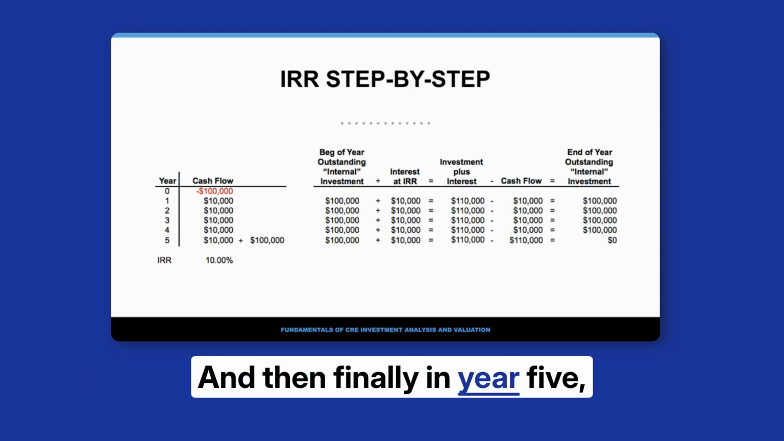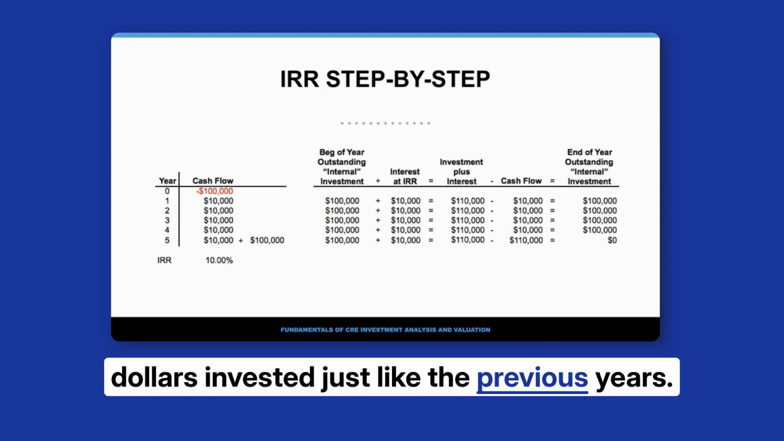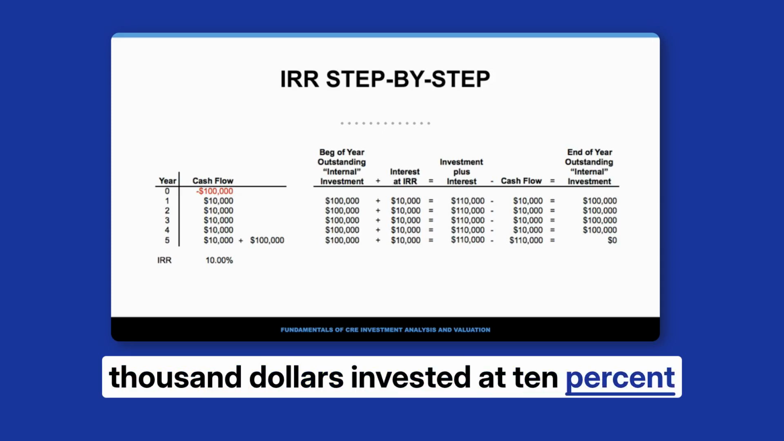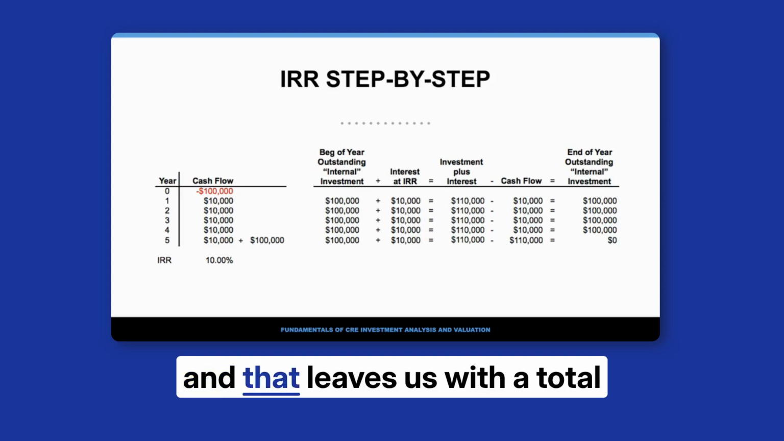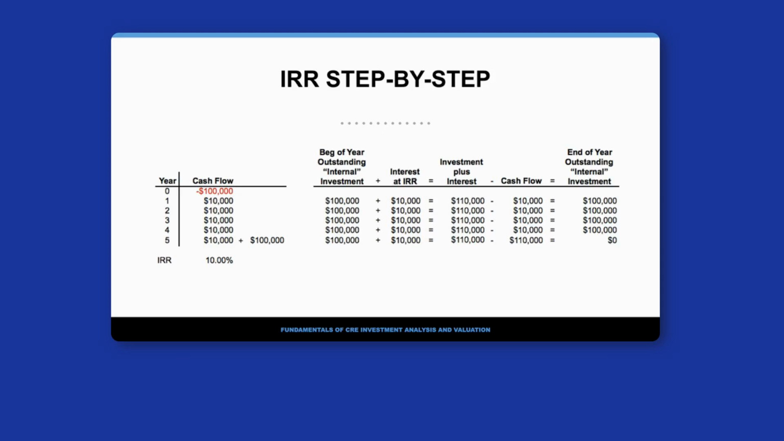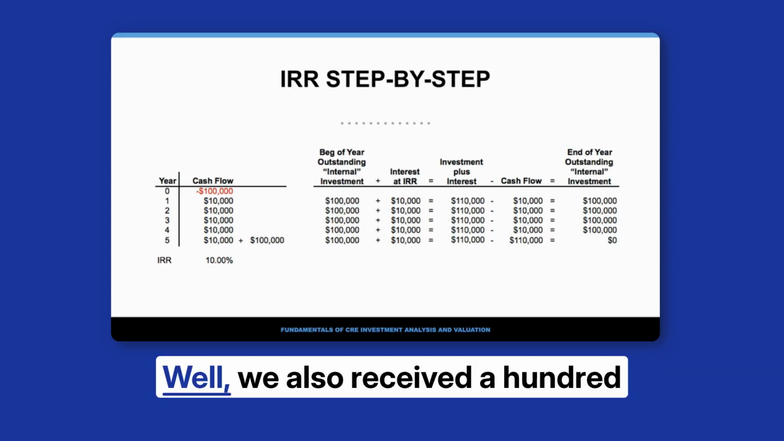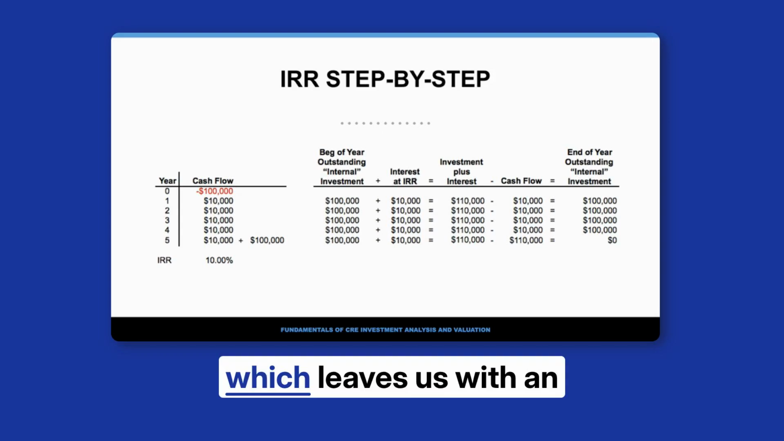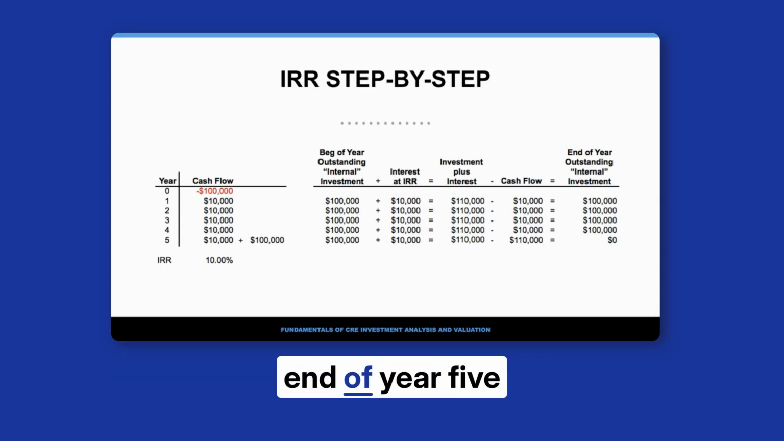And then finally in year five, we start with our $100,000 invested, just like the previous years. We earn interest on the $100,000 invested at 10% or $10,000. And that leaves us with a total balance in the account of $110,000. Well, we also received $110,000 in cash flow, which leaves us with an outstanding investment balance at the end of year 5 of $0.